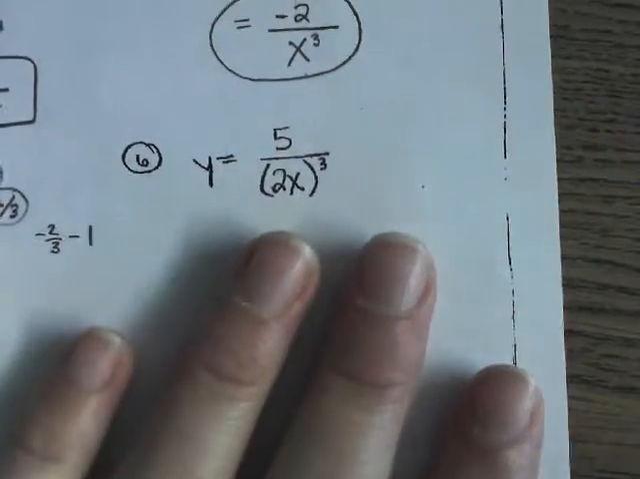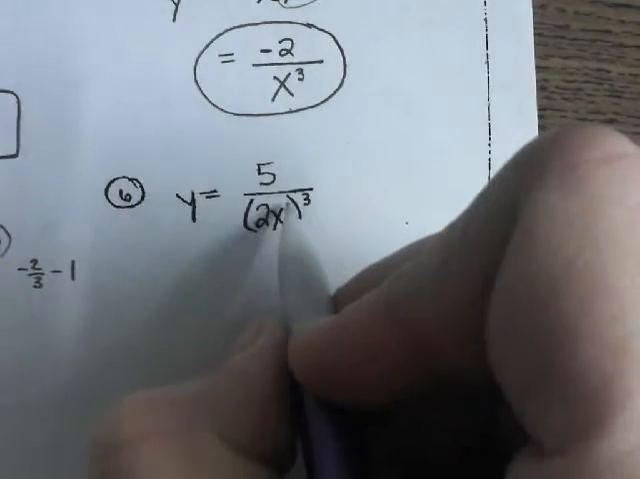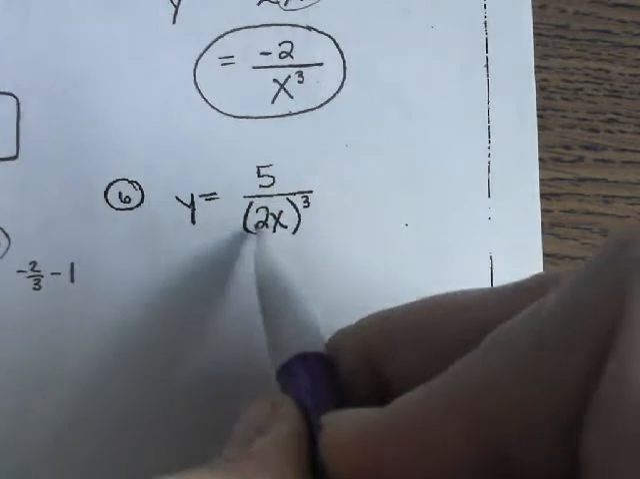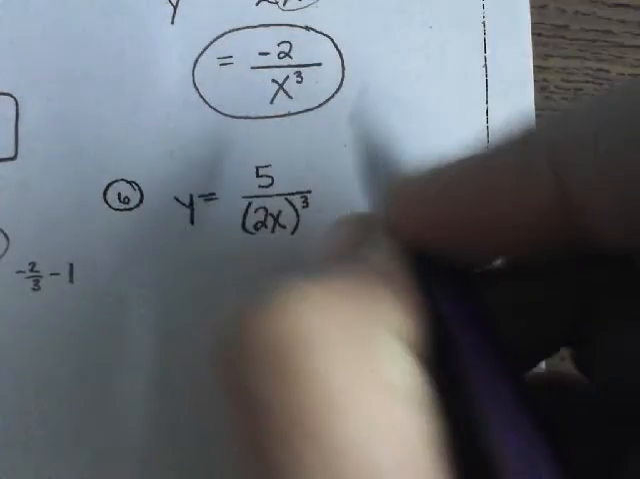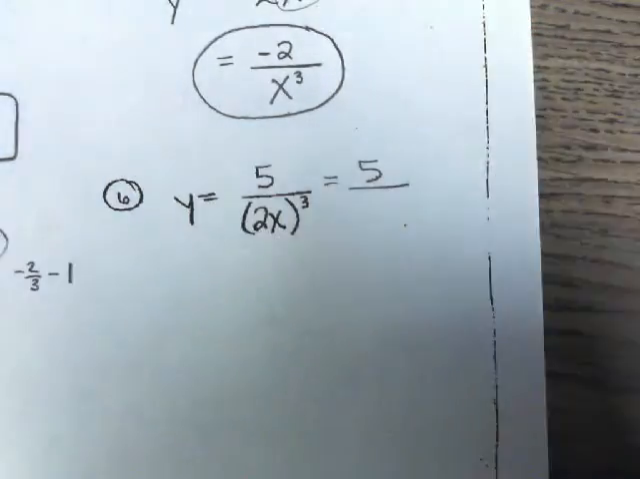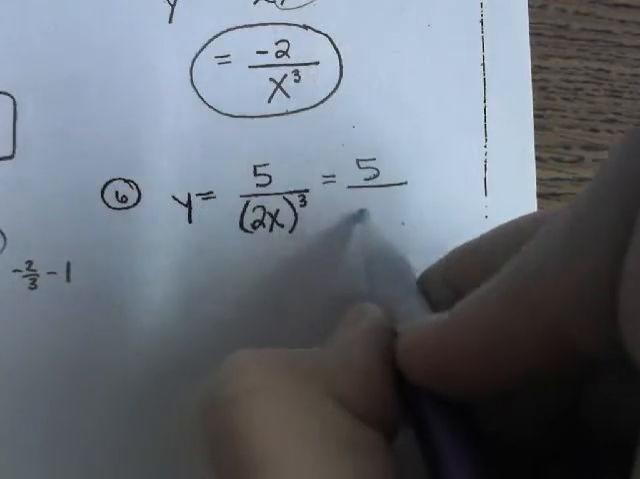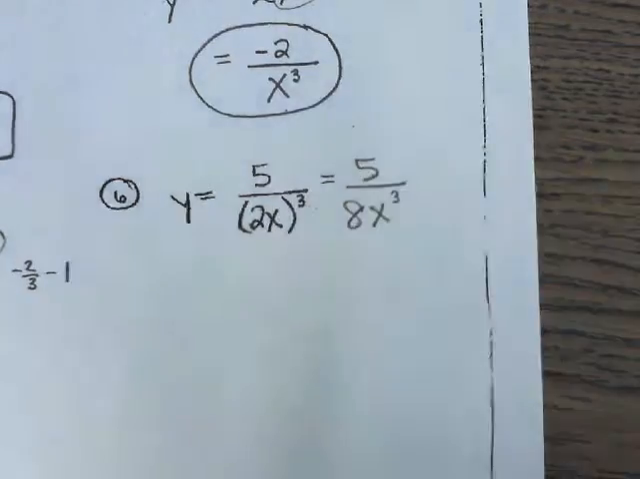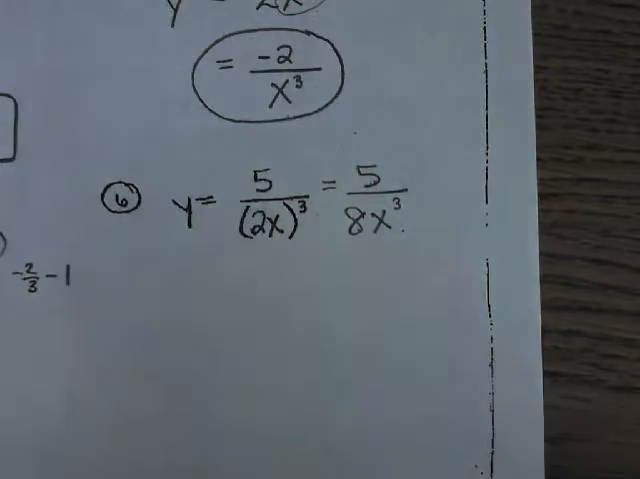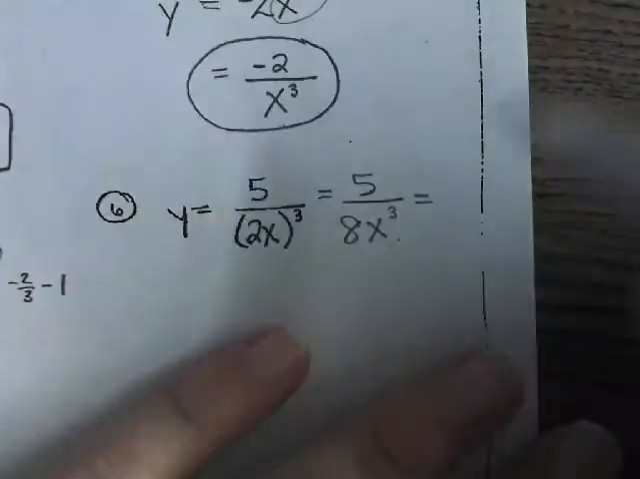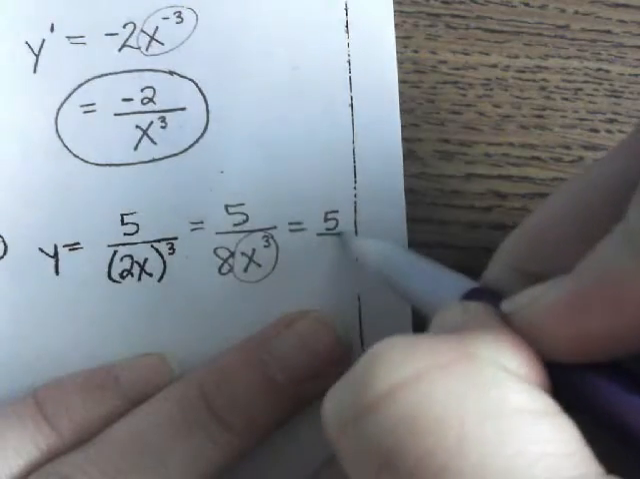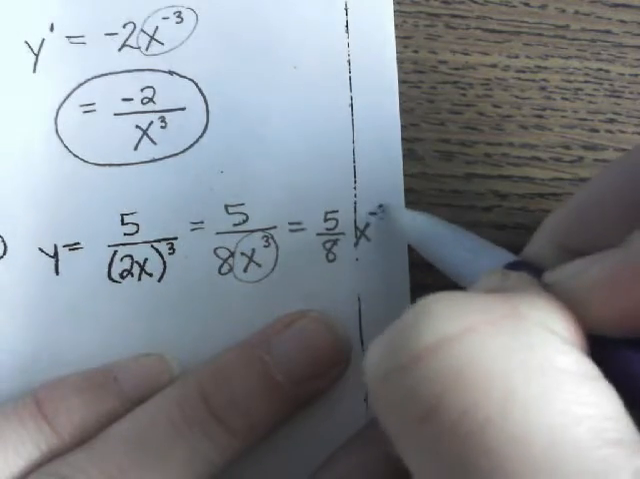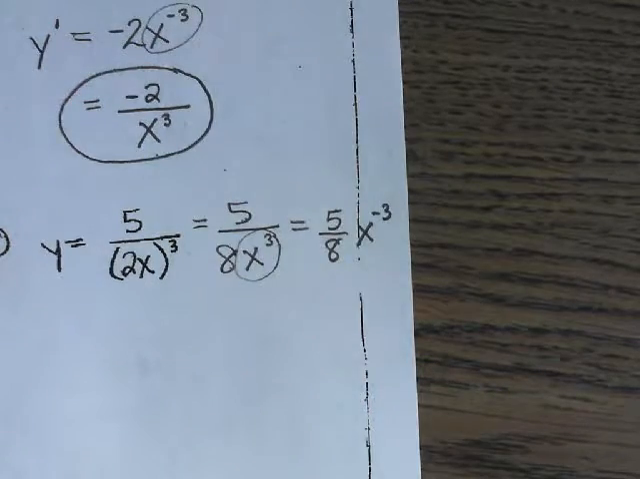Okay? On 5, when I initially rewrite this, I would probably get rid of those parentheses first. What's 2 to the 3rd power? 8, and then x to the 3rd power. So I now no longer have the parentheses, and now I'm going to bring that x to the 3rd out of the denominator. So this will be 5/8 x to the negative 3rd. And that's my easiest rewritten form.